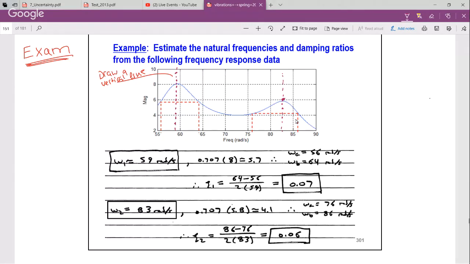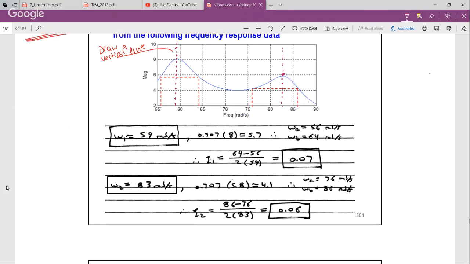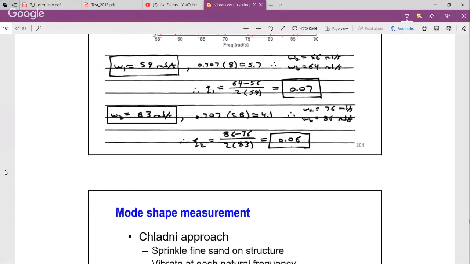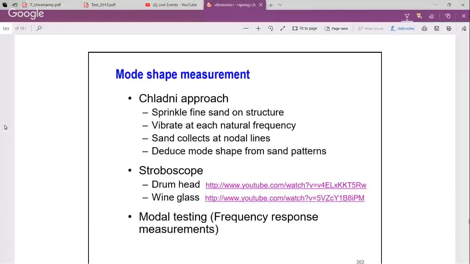And now we can estimate zeta 2, our second damping ratio, to be the bandwidth divided by 2 times the center frequency. All right, any questions? All right, so just from one frequency response measurement, assuming we're not exciting the structure or measuring the response at a location where there's no point or no line, we should be able to get the natural frequencies and damping ratios from there.